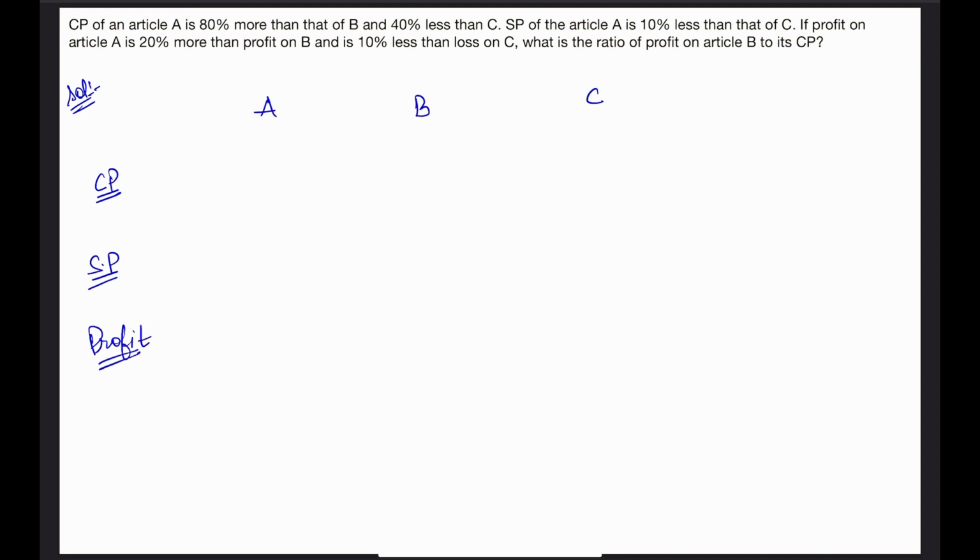So CP of an article is 80% more than that of B. So A is 80% more than B. So let's take B as 100k. So it will be 80k, 80% more. So it will be 180k, right? CP of article A is 80% more than B and 40% less than C. So this is the CP of article A, 80% more than B and 40% less than C.